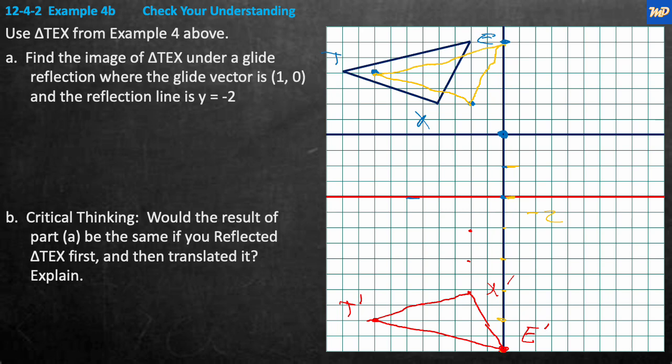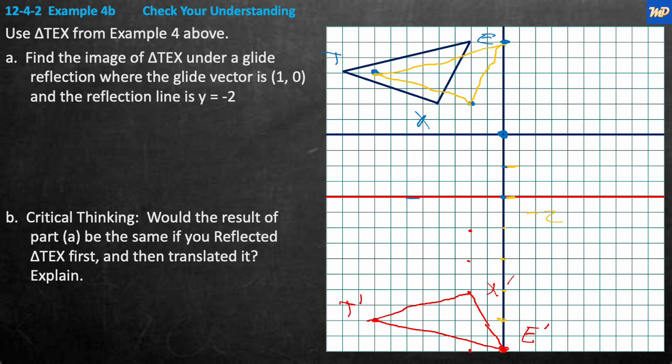Critical thinking. Would the result of part A be the same if you reflected it and then translated it? Well, the answer is yes, it would be the same, because if you reflected it first, so reflecting it would be what? Instead of sliding it over, you would reflect it down, and this whole picture would have been, and this one here would have been here, right? It would have been here. Where's my pencil? Come on, pencil. There. It would have been here.